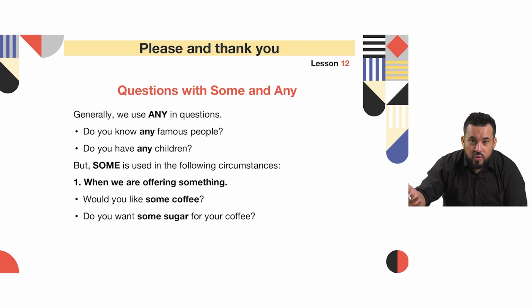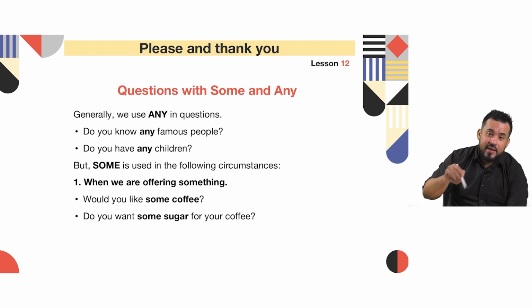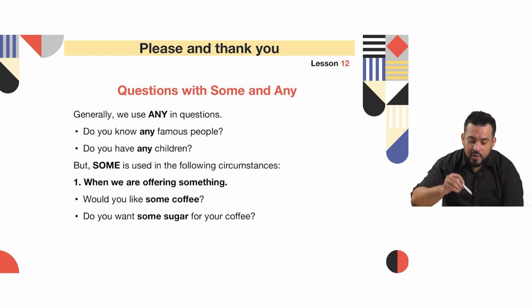Generally, we use any for questions and negatives, right? So, do you know any famous people? Any and some, as just a reminder, are used with plural countable nouns, or they're used with uncountable nouns. Okay.